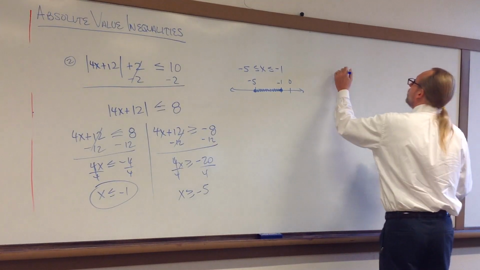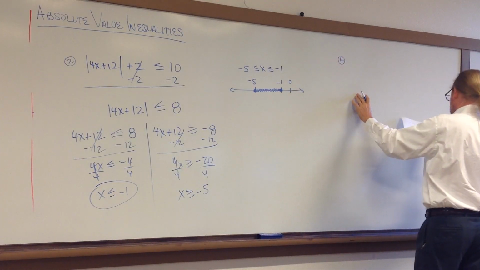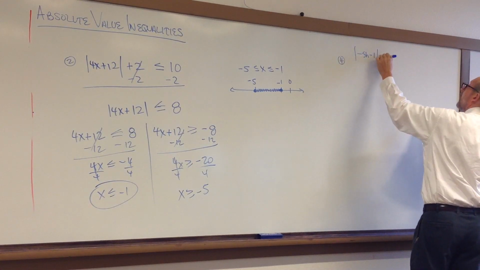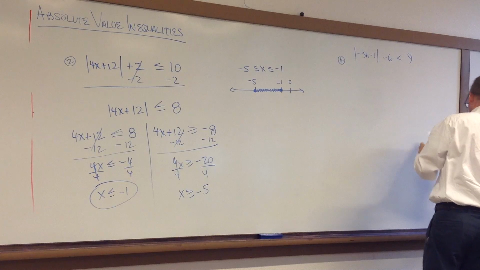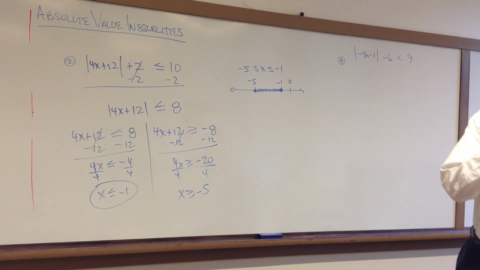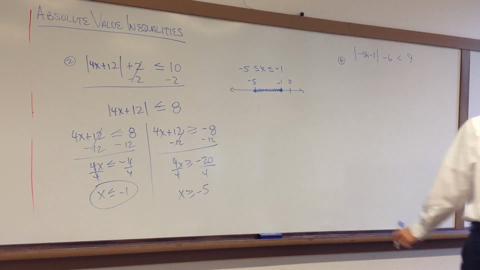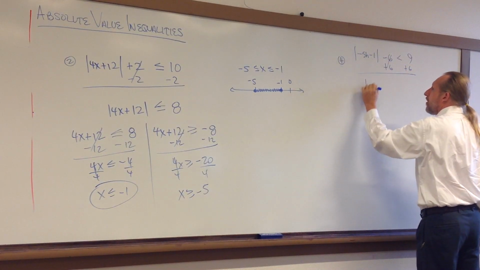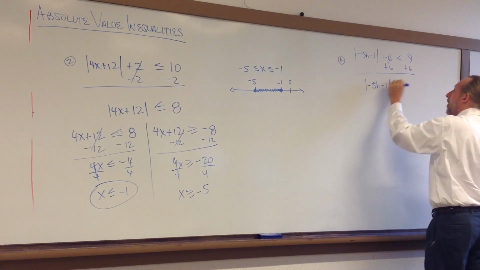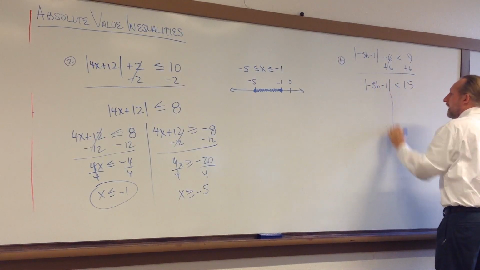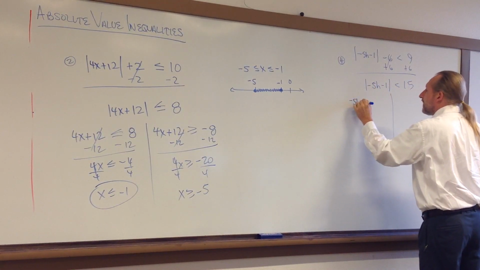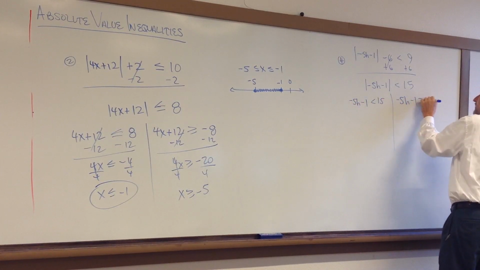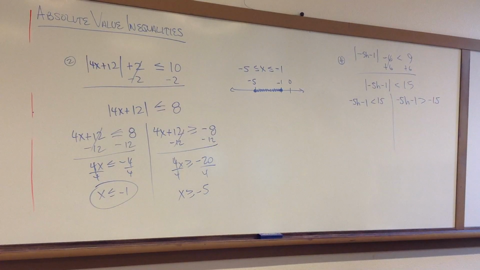All right, problem 4. Let's see, absolute value, negative 5h minus 1, minus 6, less than 9. All right, similar process. Let's get the absolute value by itself. 15. Now we'll split it into two pieces. Negative 5h minus 1 less than 15. Negative 5h minus 1 greater than negative 15.